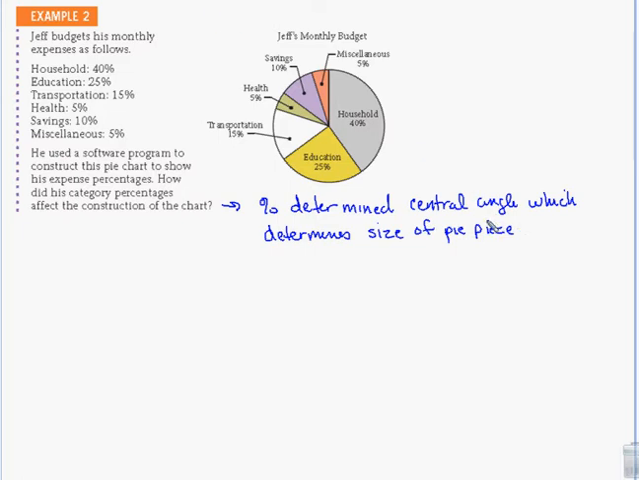Now we can use this and we can go even further. Let's say this is Jeff's monthly budget. So let's say Jeff's monthly budget is, we'll just say $1,500. Okay.